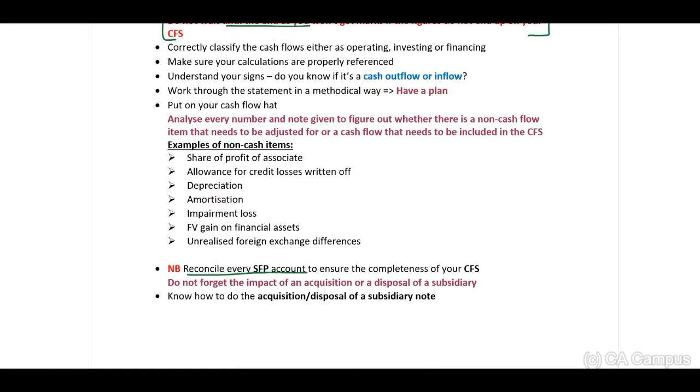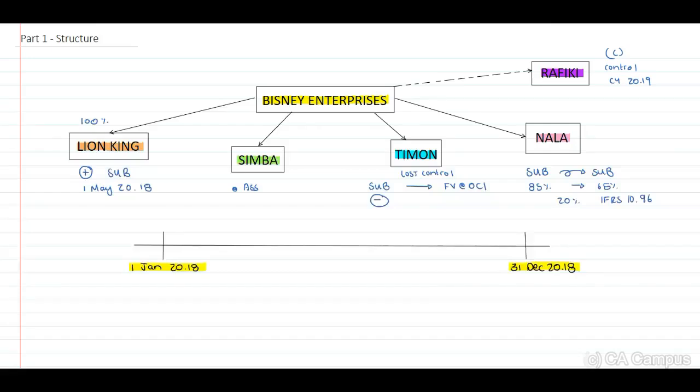This will help you to ensure that you identify if your cash flow statement is complete. And then, very important one, the last bullet point, you need to know your acquisitions, disposals of subsidiary notes. When you look at our scenario, our structure, remember we have an acquisition of Lion King, therefore they can easily include that, you need to include your note. In terms of Timon, loss of control, they can easily include that, you need to include your note in terms of IAS 7 and IFRS 12.